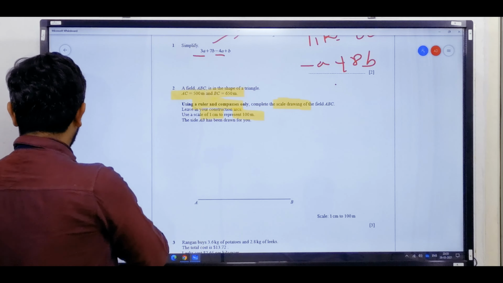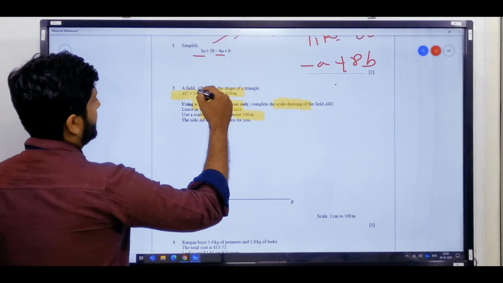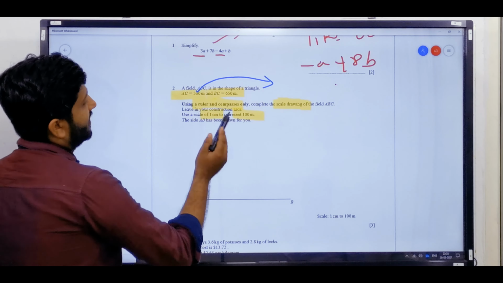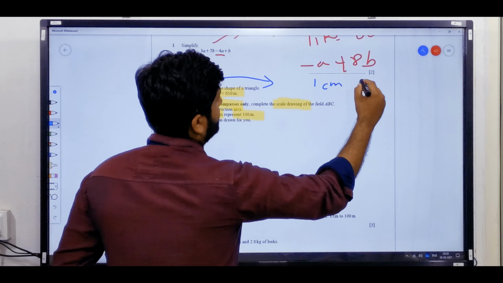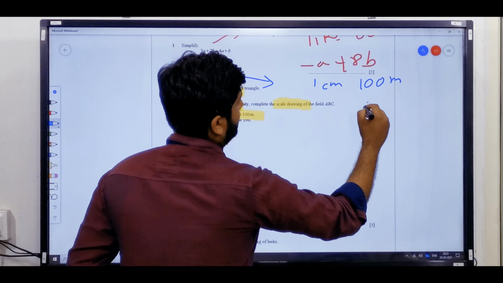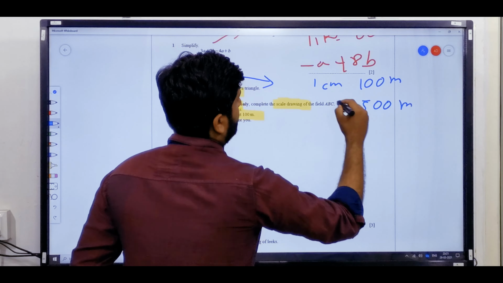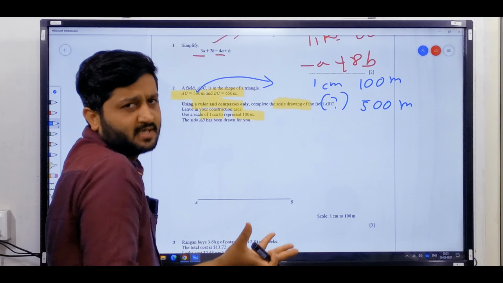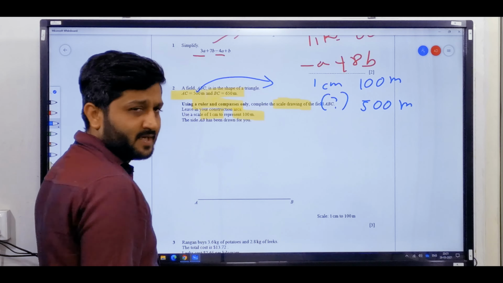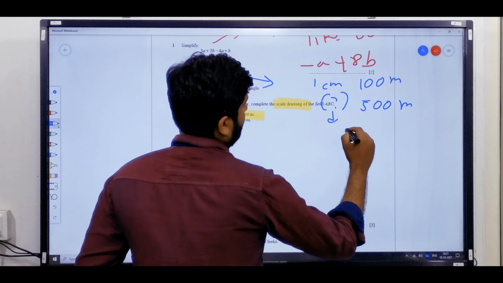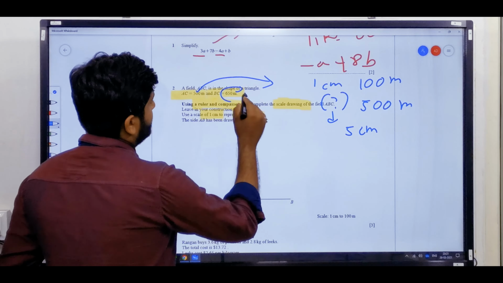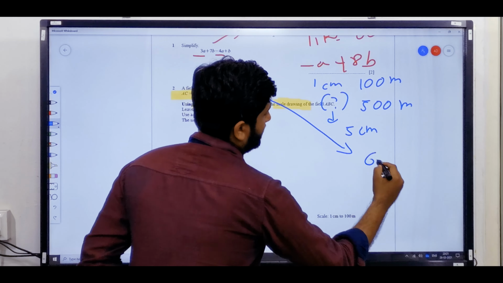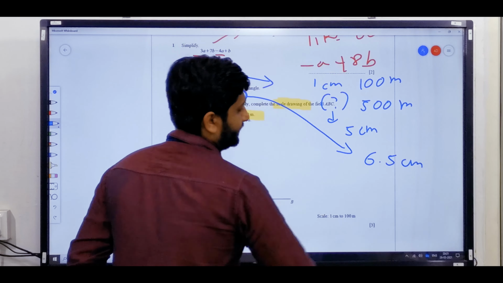Now, we have AC as 500 meter. So, if 1 centimeter represents 100 meter, then 500 meter will represent how many centimeter? We'll do a cross multiplication and we'll get it as 5 centimeter. In a similar manner, 650 meter will measure 6.5 centimeter.